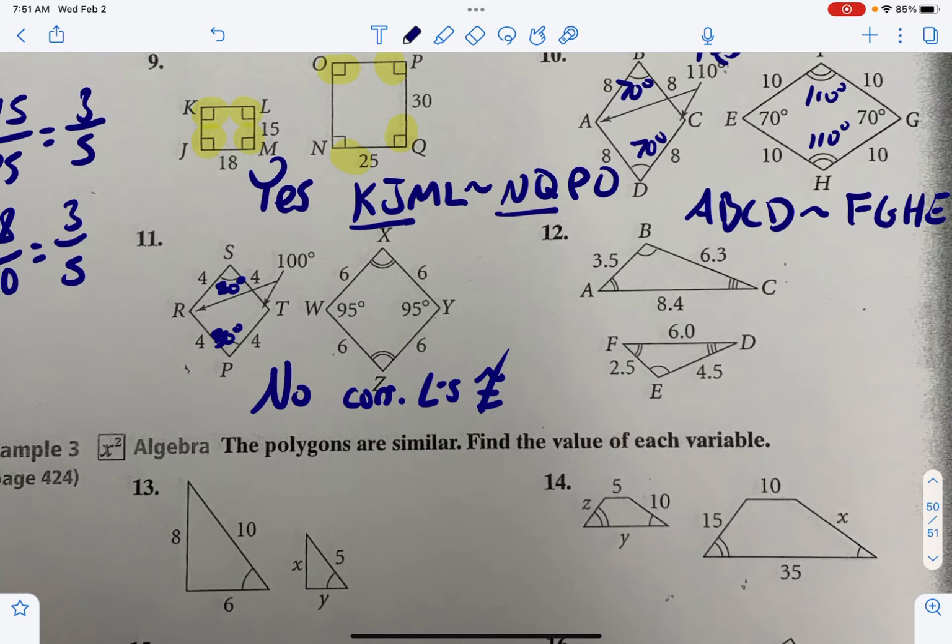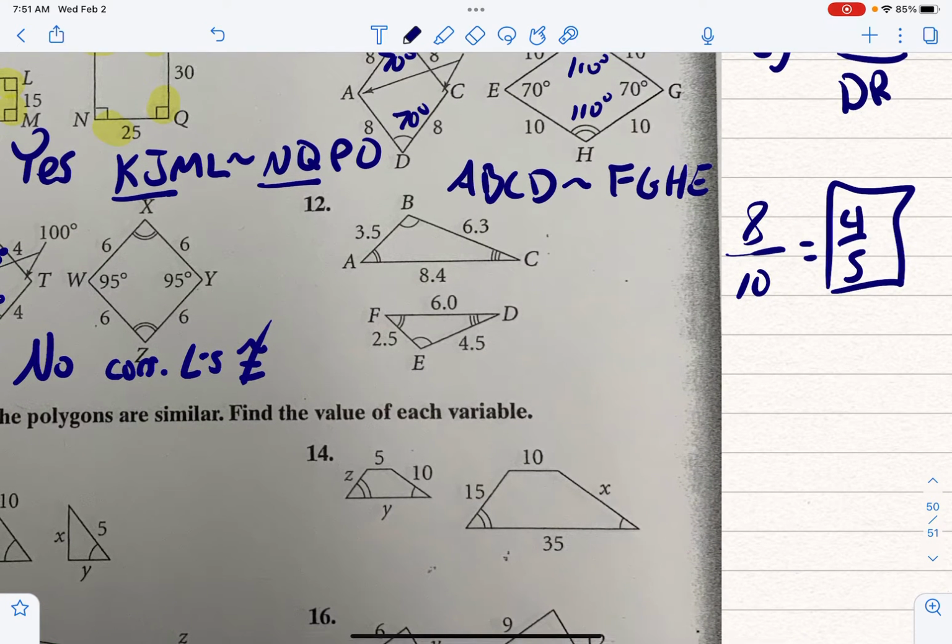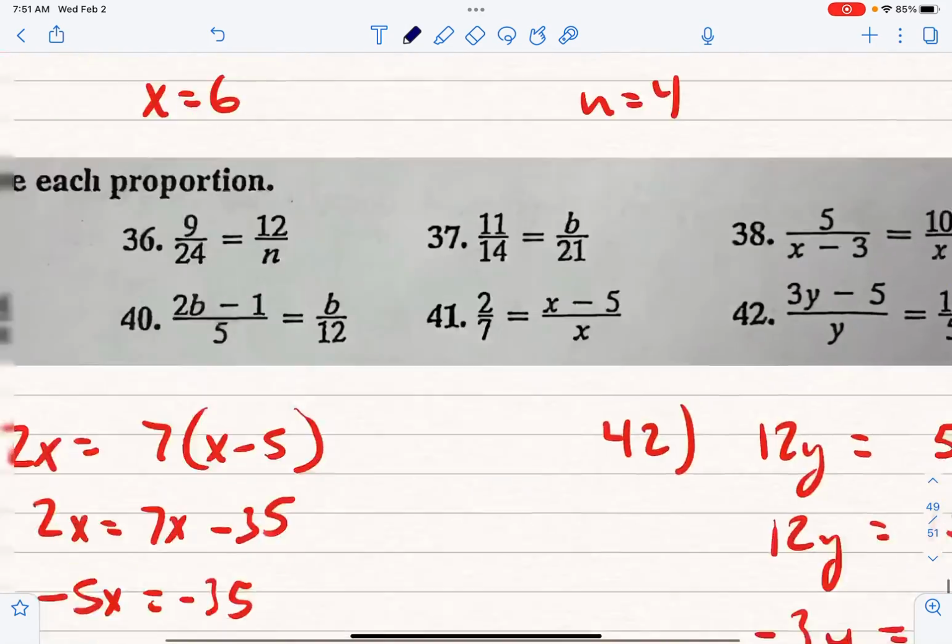All right. And then for number 12, okay, we've got that this angle is congruent to this one, and this one's congruent to this one, and this one's congruent to this one. So we have corresponding angles are congruent. So now we just check the sides. So, okay, 2.5 has the same relationship with 3.5. That reduces to 5/7.